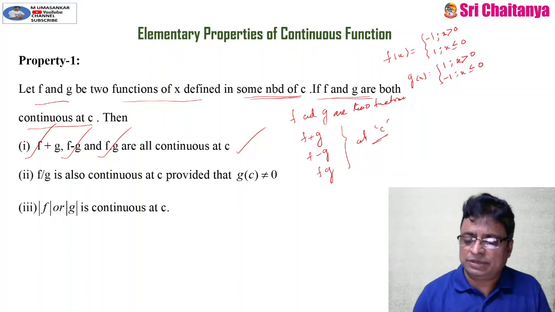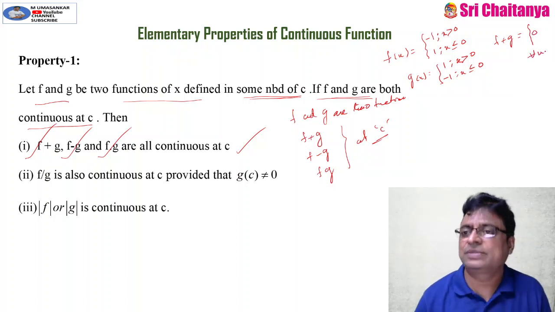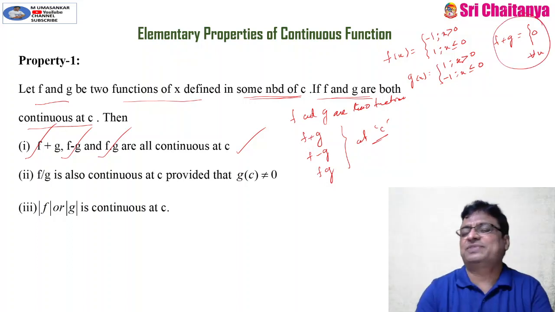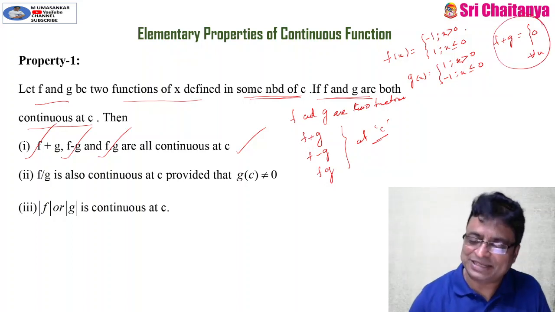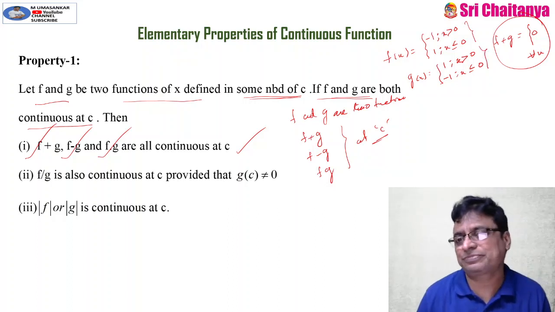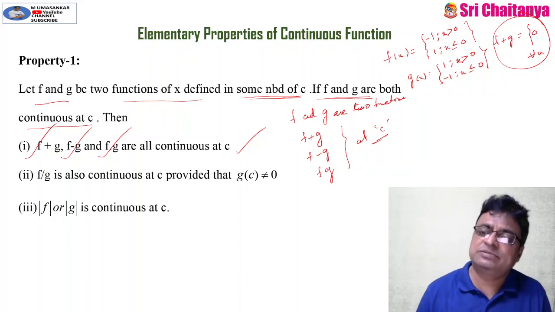No doubt, what is f plus g? f plus g becomes equal to 0 for every x. This is a continuous function because every constant function is a continuous function. But f as well as g are not continuous at x equal to 0. Similarly, the f minus g case also.